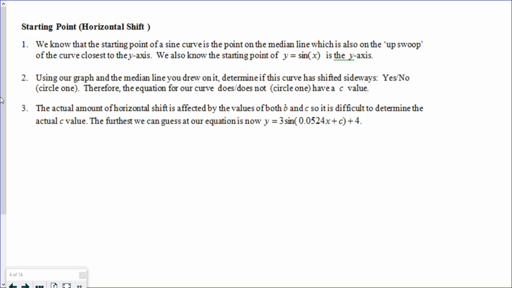We know that the starting point of a sine curve is the point on the median line, which is also on the upslope of the curve closest to the y-axis. We also know the starting point of the graph that we used several times last time, y equals the sine of x, is the y-axis. So using our graph and the median line you drew on it, determine if the curve has shifted sideways.